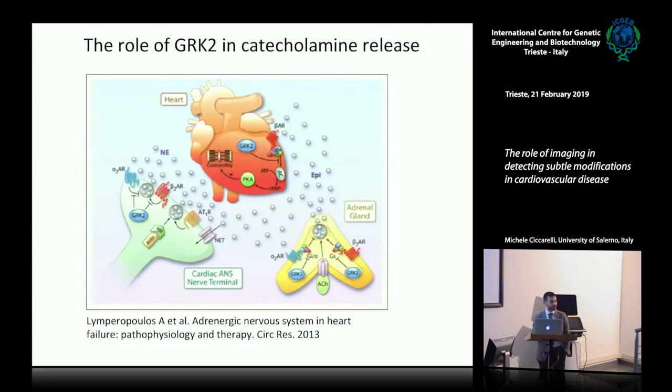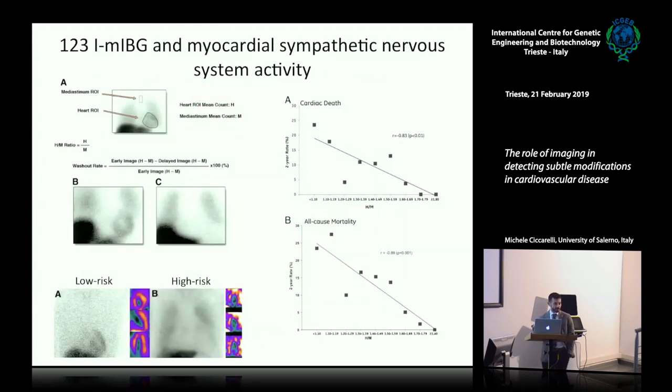So now, how can we interrogate the level of sympathetic activity during heart failure? One of the techniques that can be employed is the use of an analog of catecholamine, meta-iodobenzylguanidine. This is a radiolabeled compound, an analog of norepinephrine, that can be taken up at the presynaptic membrane but is not degraded. So it can give us the level of activity of the sympathetic nervous system during heart failure.